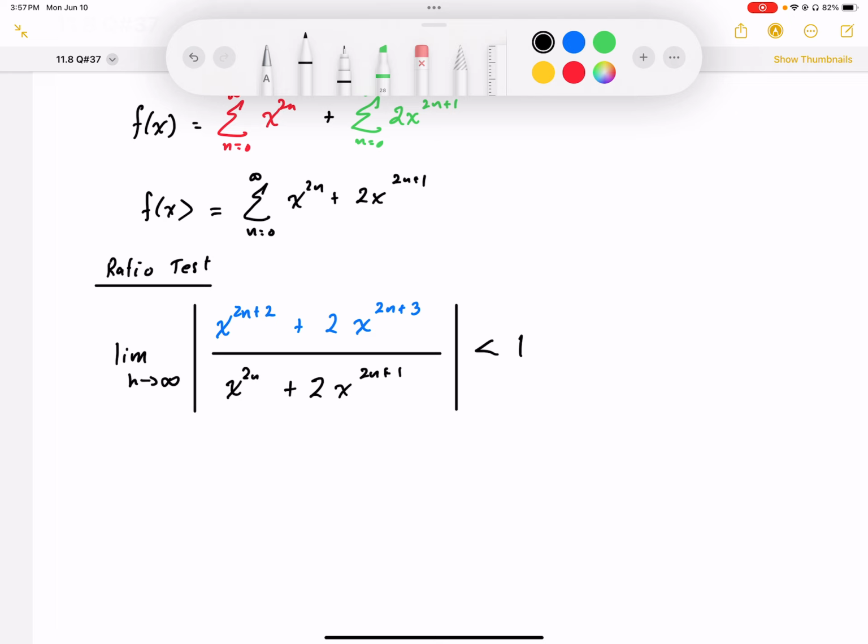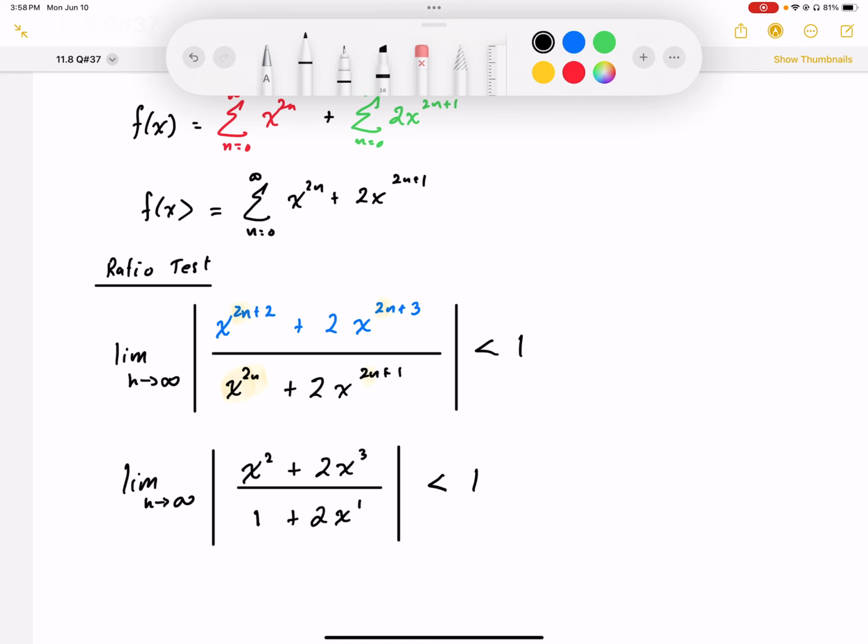I need to simplify this expression before I apply my limit. Since I have a common factor of x to the 2n, this common factor applies in every one of those terms, so I'm going to divide out by x to the power 2n. My expression is now going to look like this. I'm left with x squared plus 2x to the power, the 2n divides out, so I'm left with x cubed. In the denominator, I'm left with 1 plus 2x to the power 1.